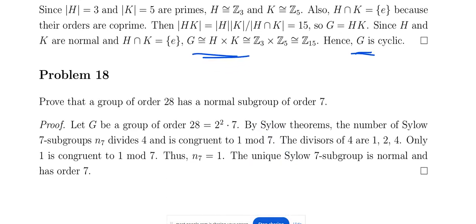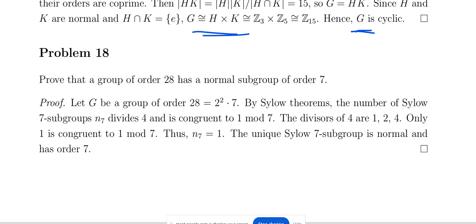Similarly, a group of order 28 has a normal subgroup of order 7. A group of order 28 has a normal subgroup of order 7. We can write 28 as 2 square into 7.